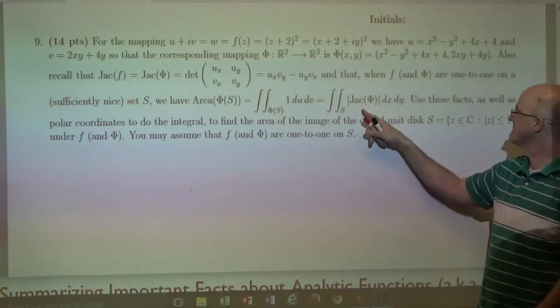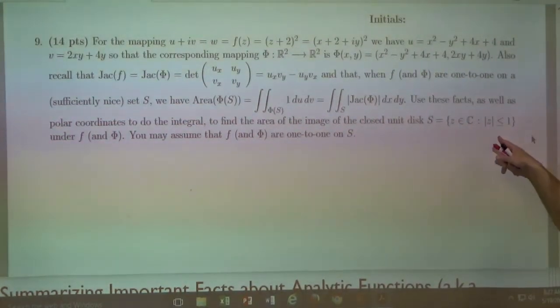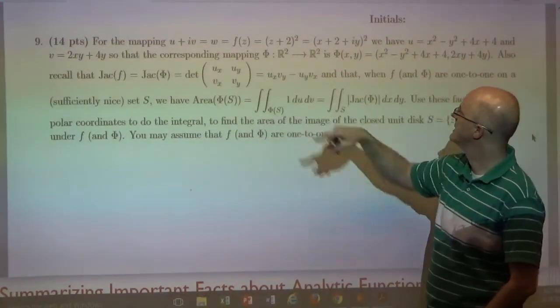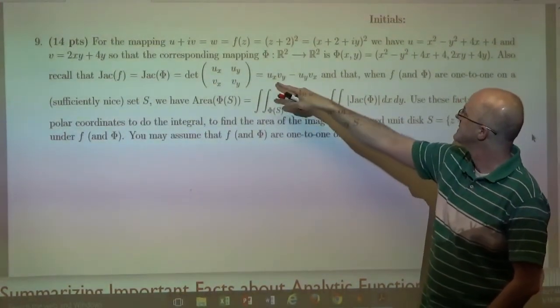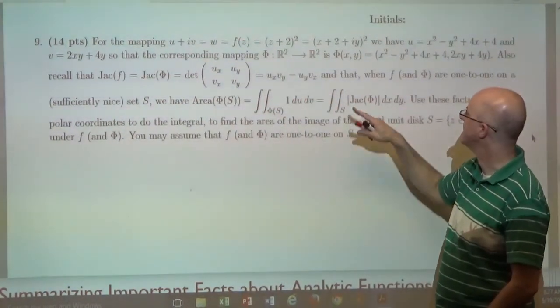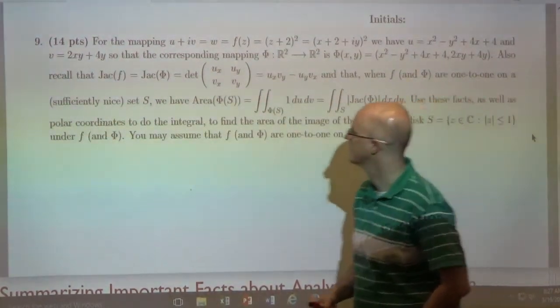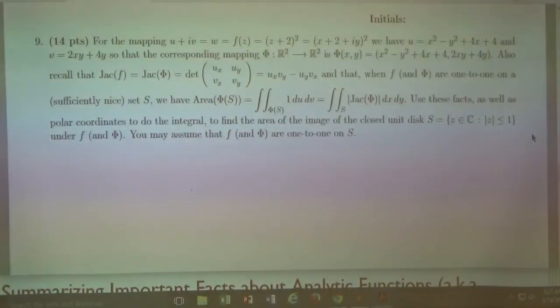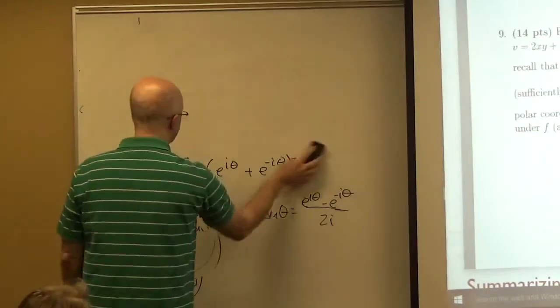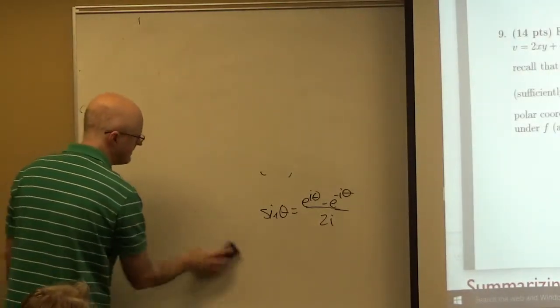Basically, you do a double integral over the given disk of the absolute value of the Jacobian of this matrix, which will be determined. So you've got to calculate these partial derivatives, take the absolute value, and do a double integral. And the double integral is best done with polar coordinates. So it's a bit of a review of multivariable calculus, and you should be able to do this kind of problem.